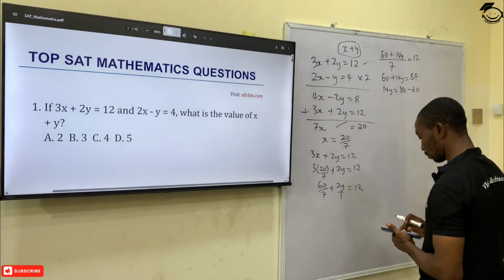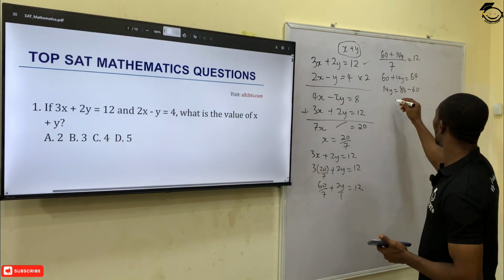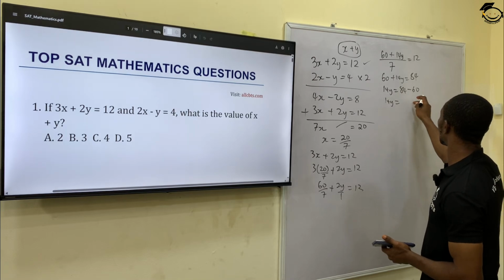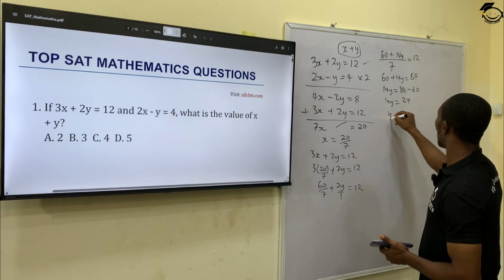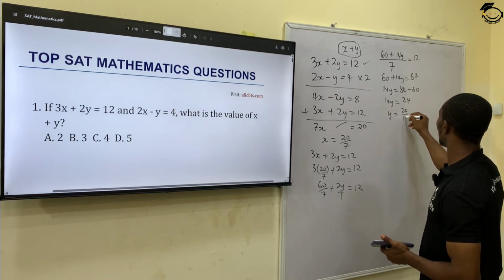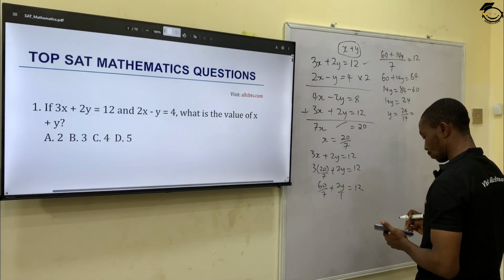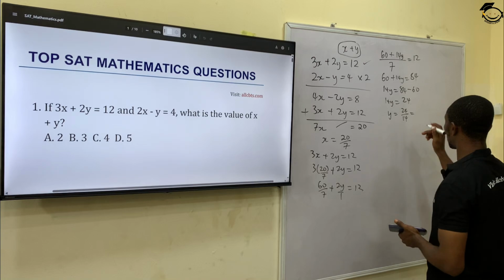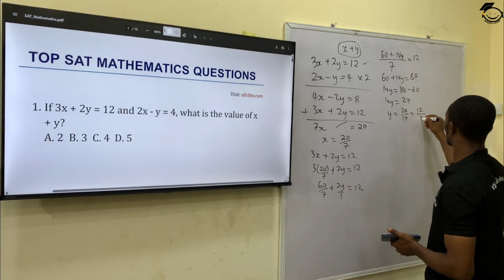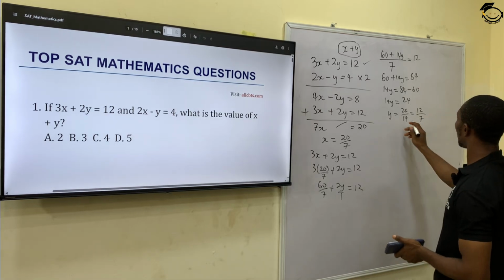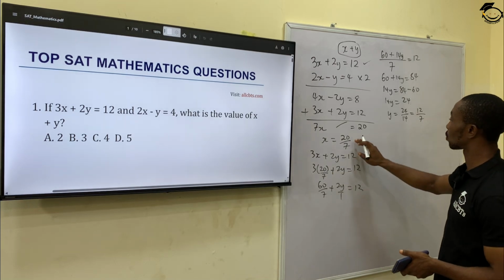So 14y will give us 24. So y equals 24 over 14, which, dividing 24 by 2 gives 12 and dividing 14 by 2 gives 7. So now our value of y is 12 over 7, and the value of x is 20 over 7.